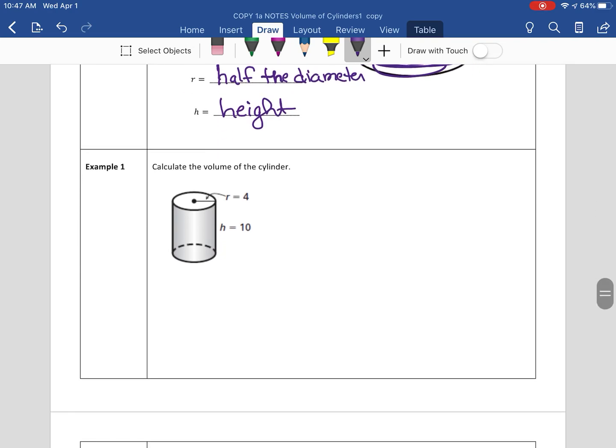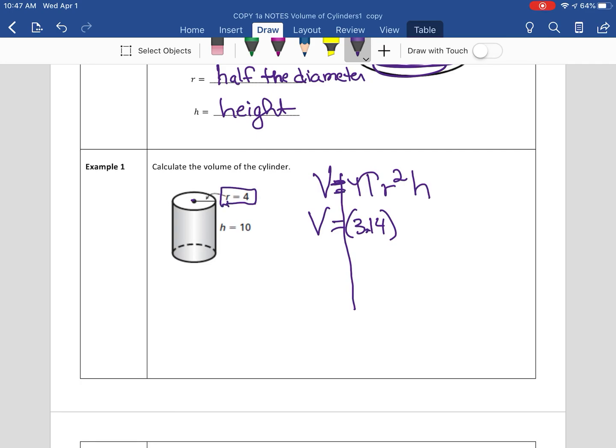All right, let's go down to example number 1. Calculate the volume of this cylinder. We know that volume for a cylinder, volume equals pi r squared h. That's our formula. So volume equals pi, 3.14, times the radius. They tell us right here r equals 4, halfway across the circle. The radius is 4 times 4, because it's radius squared, and then times the height, which is 10.